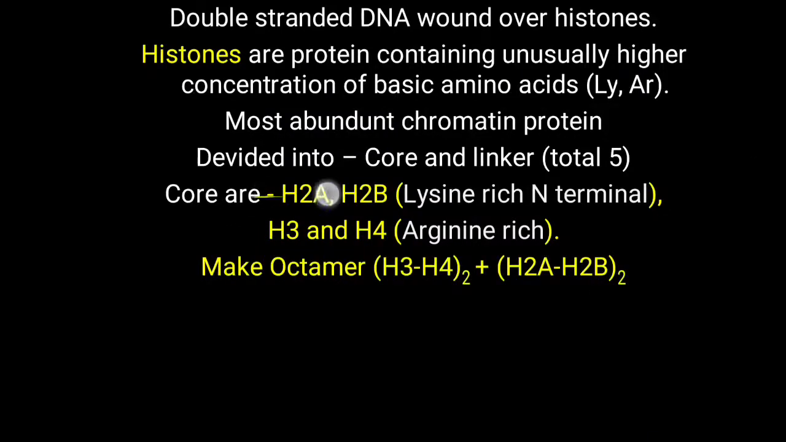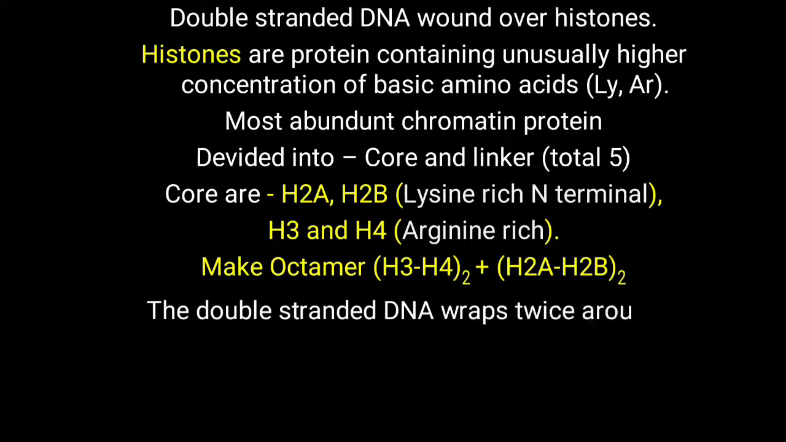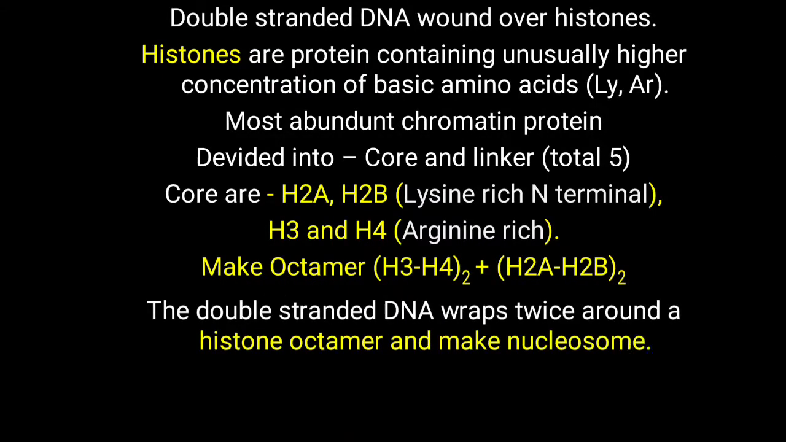Now, H2A, H2B, H3 and H4, these 4 molecules and another such 4 molecules together make one octamer. A pair of H3 and H4, two such pairs, and in the same way a pair of H2A and H2B, two such pairs, combined, 4 plus 4, make 8 molecules together, an octamer. Double stranded DNA wraps around a histone octamer, wrapping twice, and makes the nucleosome. In the picture we will understand how exactly the nucleosome is made.